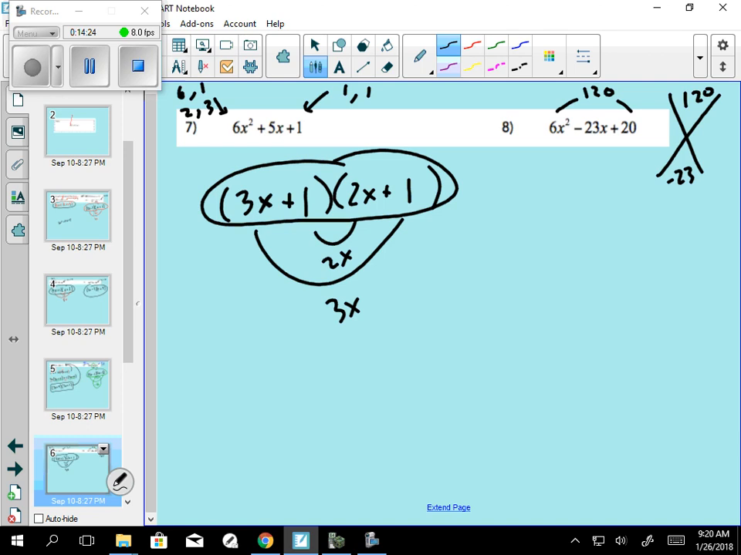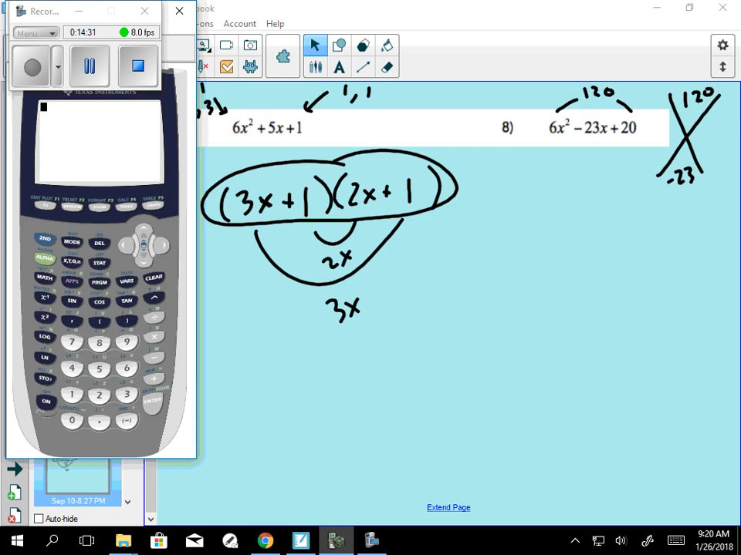120 again is kind of a big number. This might be a good one to use a calculator on to try some things. So we know 120, 30 goes into that. So 30 times 4, I think, is 120. Does 30 and 4 add up to negative 23? No, we can't get it.